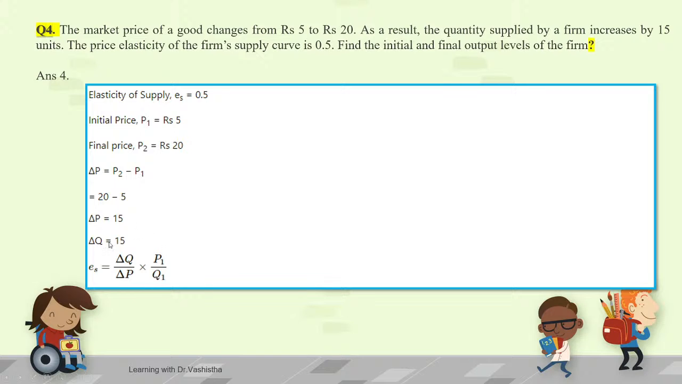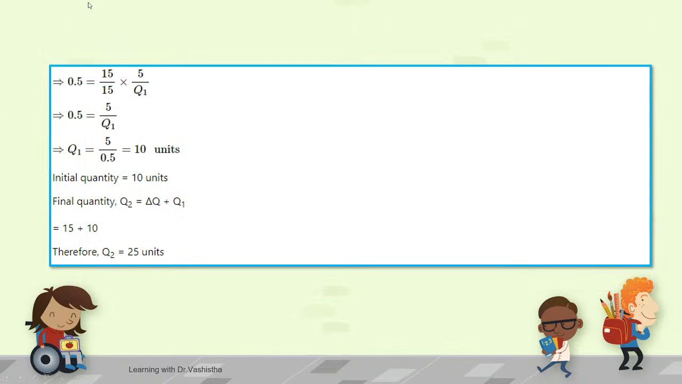We'll simply put the values. We have got delta Q, we have got delta P. Price elasticity is already given as 0.5. So we'll simply put the values. Only Q1, which is the initial or original quantity, is not given and needs to be found out here. So we'll keep it as Q1. After putting all the values and shuffling a bit, calculating, we get Q1 as 10 units.